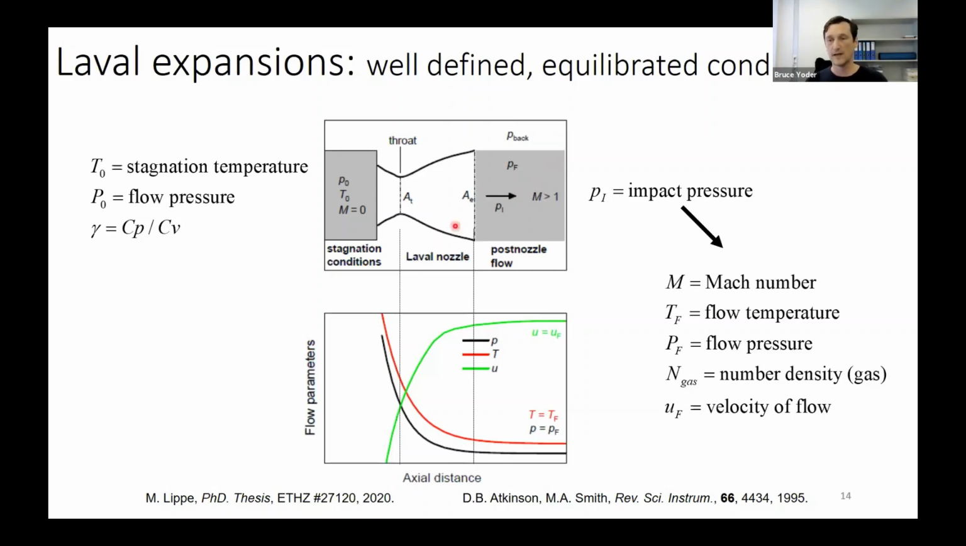By recording the stagnation conditions and the impact pressure, which is a dynamic pressure in the post-nozzle flow, one can determine the Mach number by using the Rayleigh-Pitot equation with some approximations. And with this Mach number, the flow temperature, flow pressure, its gas density, and flow velocity can all be calculated.